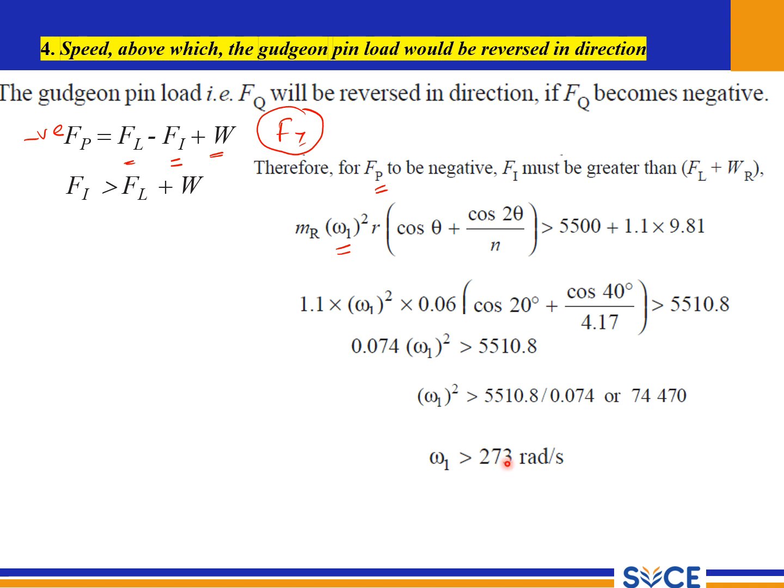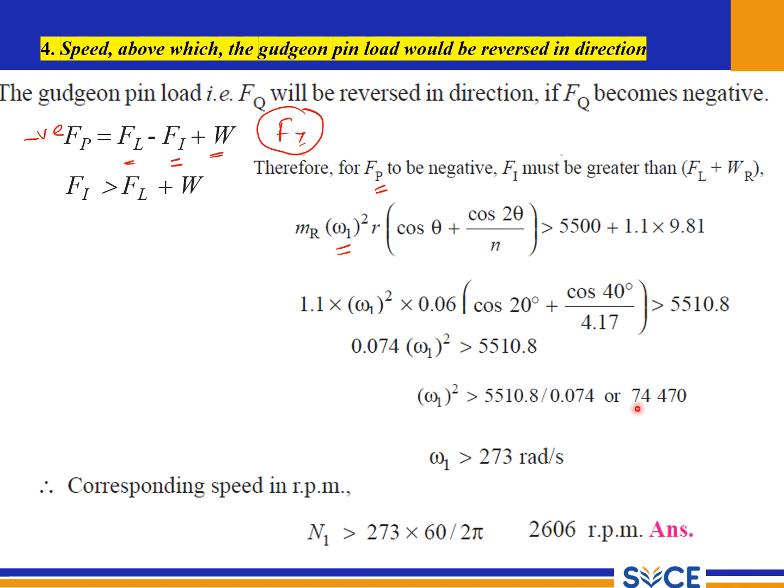Since they are asking for speed, it may be angular velocity, otherwise the speed can be given directly in RPM. So we are considering speed in RPM. Substitute omega equals 2 pi n by 60, or n equals 273 into 60 divided by 2 pi. Calculating this, I am getting the value 2606 RPM. This is the speed at which the gudgeon pin load reverses in direction.